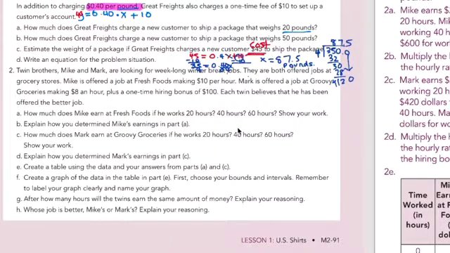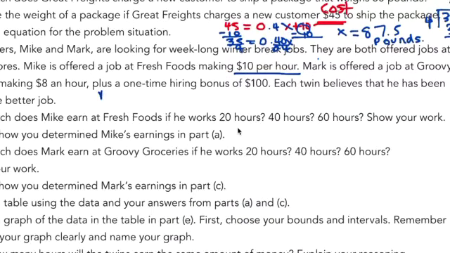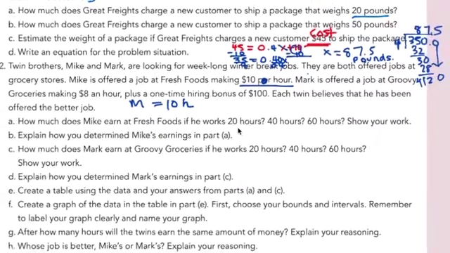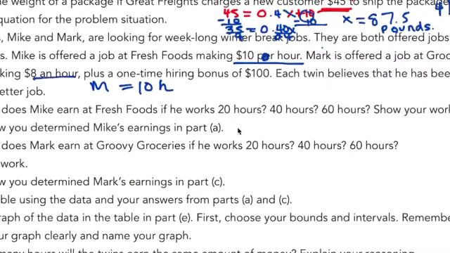Twin brothers Mike and Mark are looking for week-long winter break jobs. They both are offered jobs at grocery stores. Mike is offered a job at Fresh Food for $10 per hour. So Mike's total income is $10 per hour times the number of hours. Mark is offered a job at Groovy Grocery, making $8 an hour, plus a one-time fee of $100.